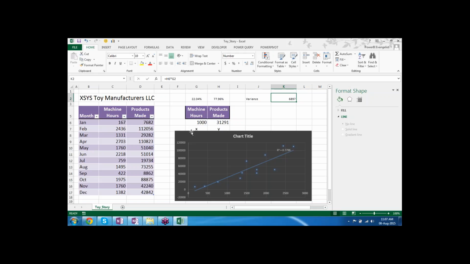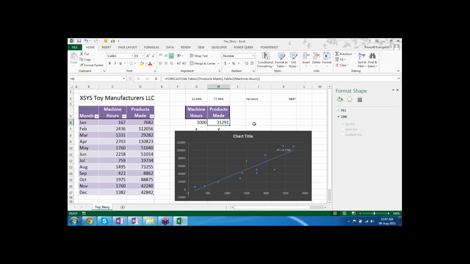6897 is the number. So what does this mean? This means that if he puts in 1000 working hours, there is a chance he will have a variation of 6897 products from this number. So he will either make 6000 fewer products or 6000 more products. So it will be in a range.